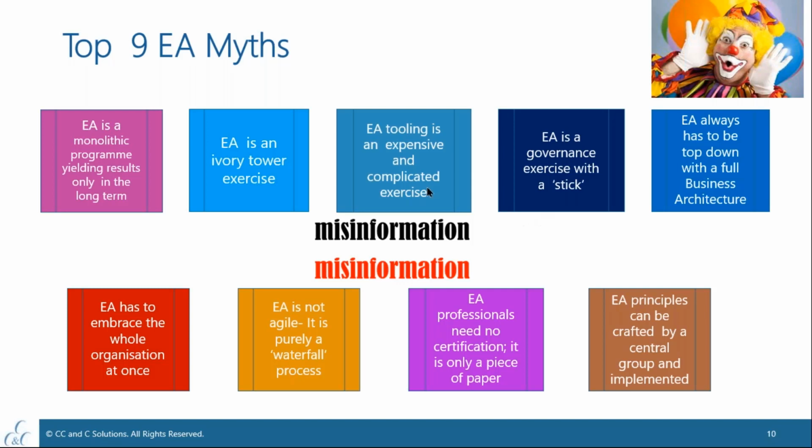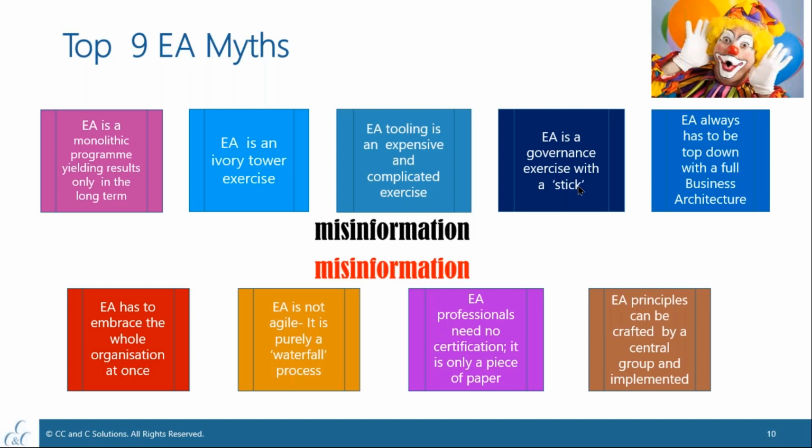The third one is EA tooling is an expensive, complicated exercise. Of course, Sparx is a very good example to blast that myth, because it is a very cost-effective tool. It's got the complete functionality, and it doesn't have to be a complicated exercise. You can do it in simple steps.